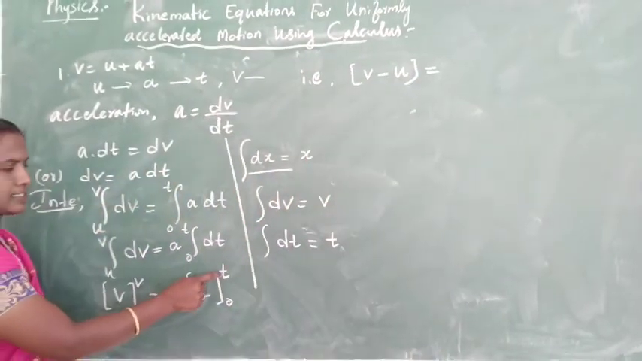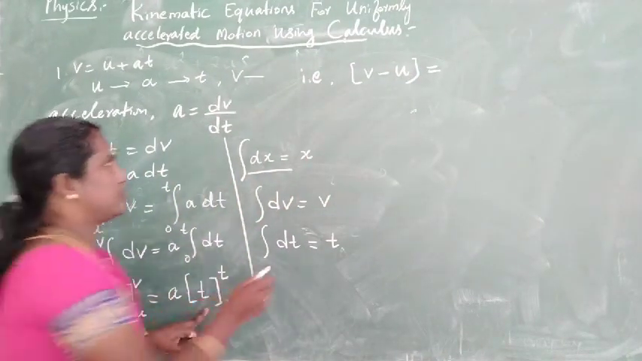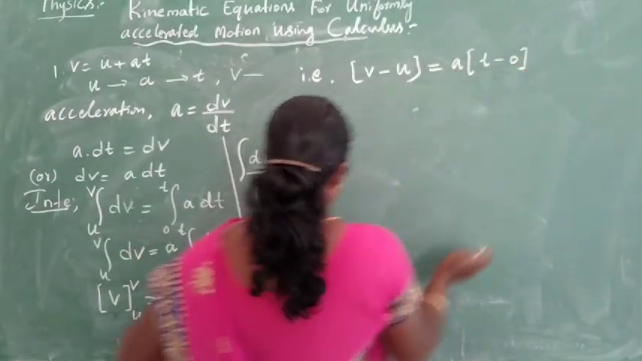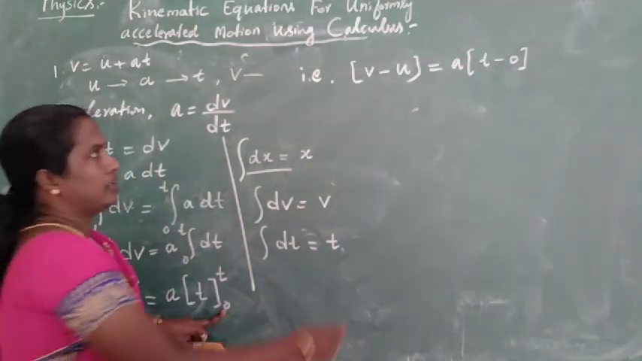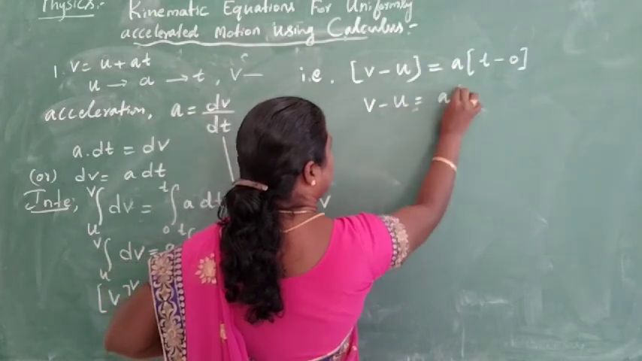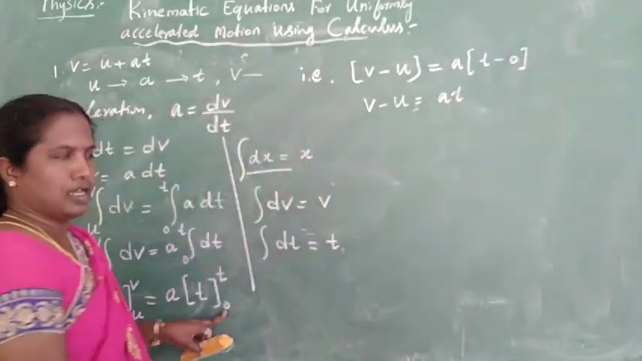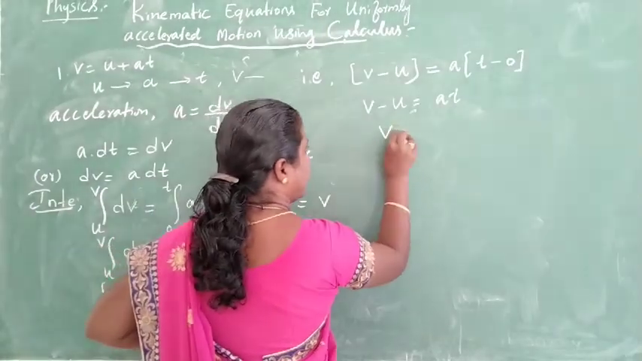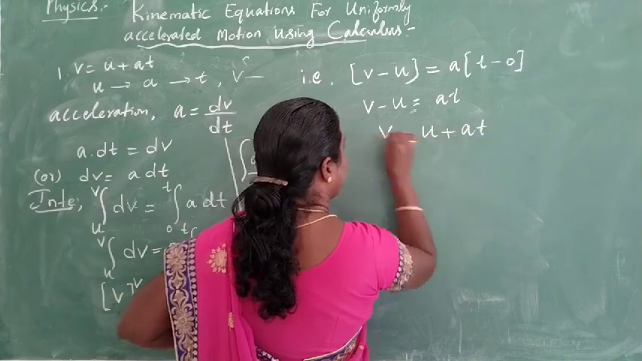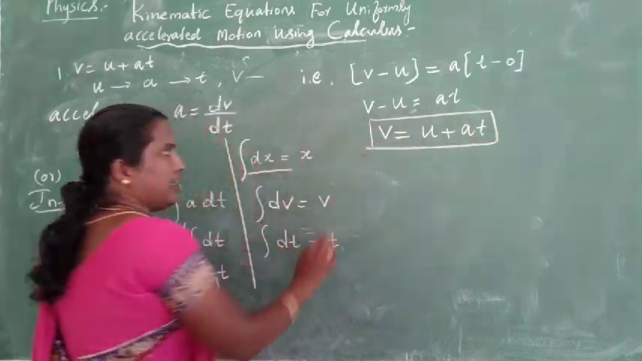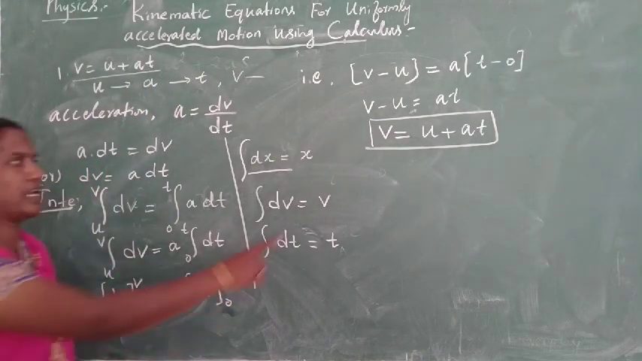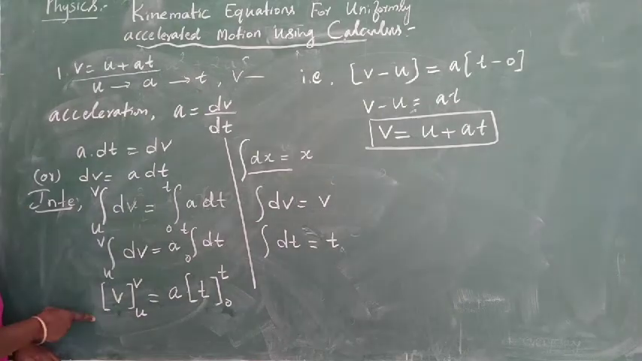Here the upper limit is t and the lower limit is 0. So a into t minus 0. See, the lower limit is 0. Now v minus u is equal to a into t, a into 0, which is 0. Or we can write this equation by taking u to the other side: v is equal to u plus at. So that equation can be derived, v is equal to u plus at, by using the calculus method also.